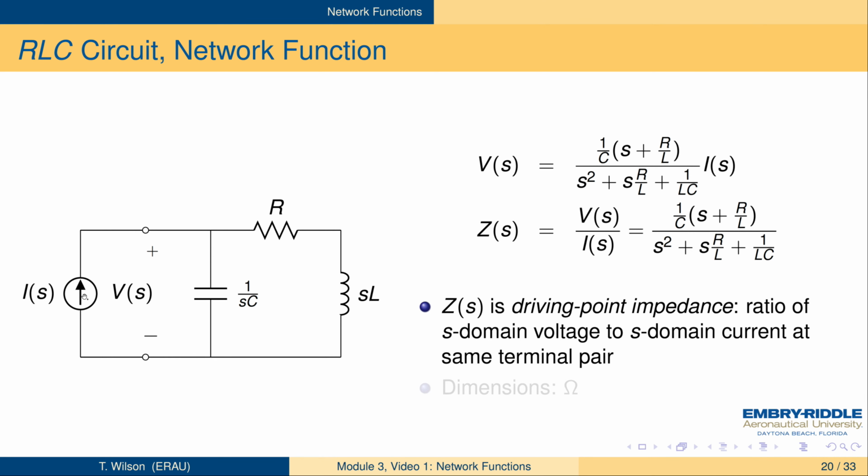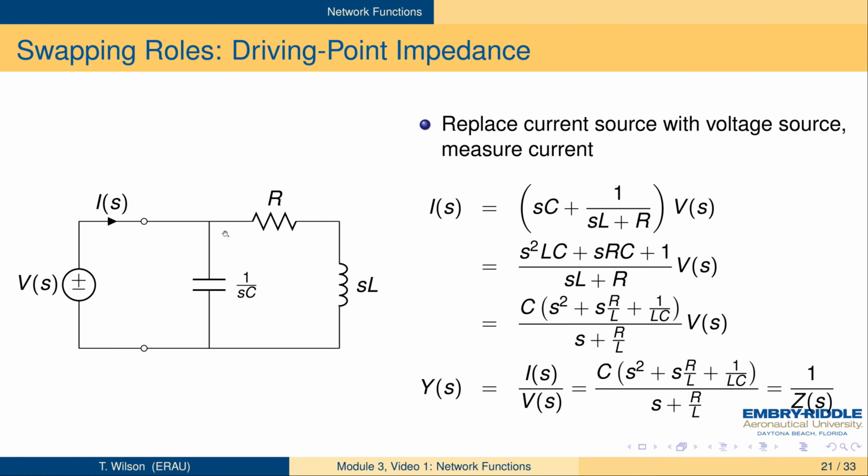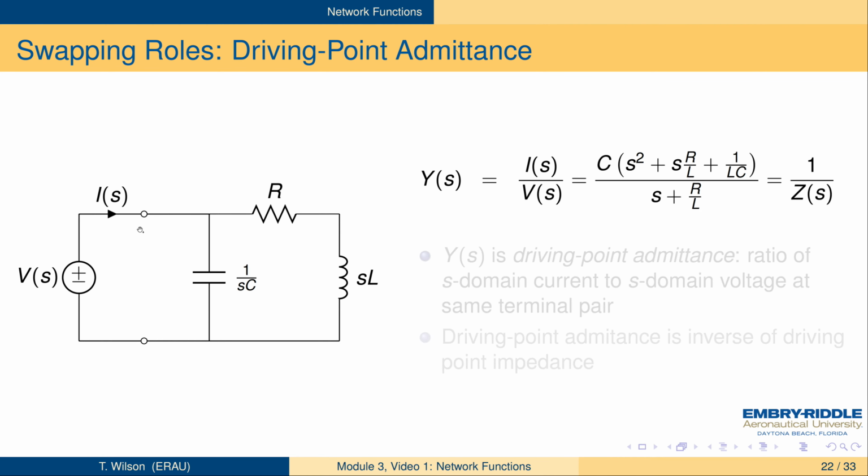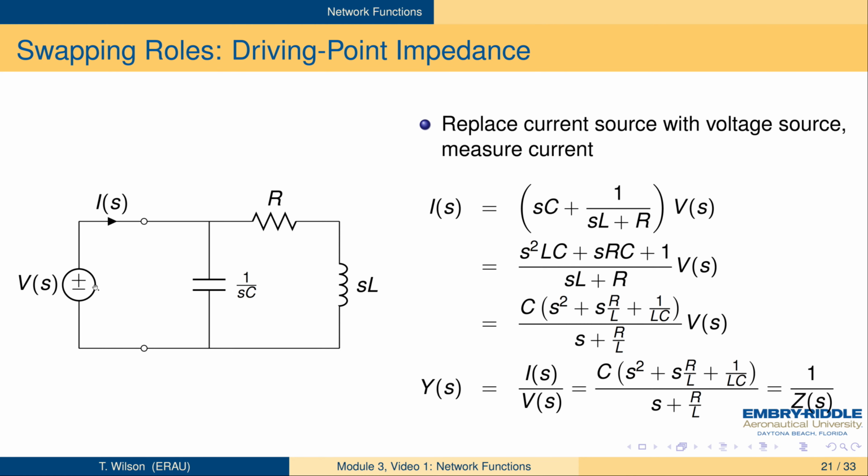For every unit current in the S domain, what voltage do I get out in the S domain? And of course, that's going to have dimensions of ohms. R has units of ohms, SL has units of ohms, 1 over SC has units of ohms. So this ratio of V to I at this terminal pair will have dimensions of ohms. If we were to swap this network out and put a voltage source here and measure the current going in, we would expect to get the same thing except inverted, and we can work this through.